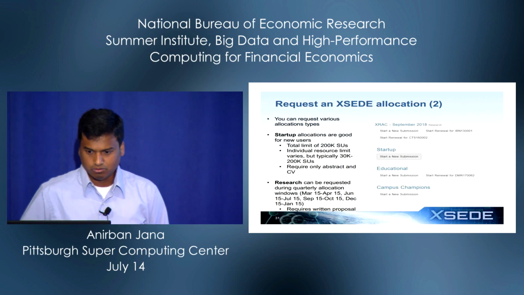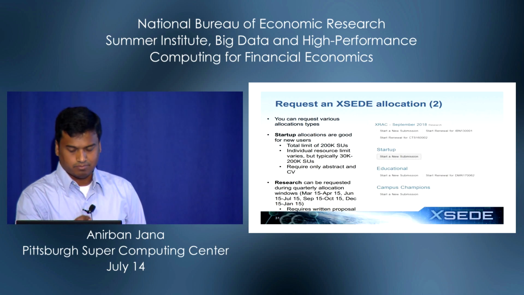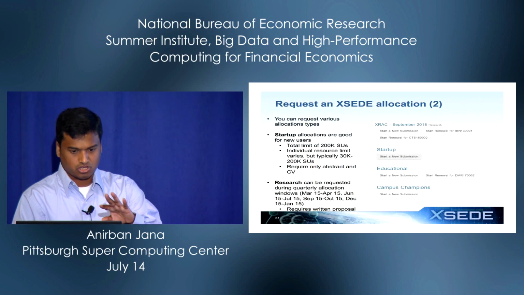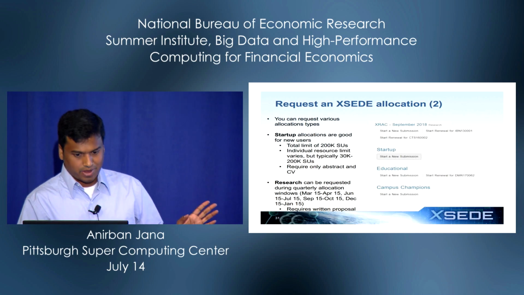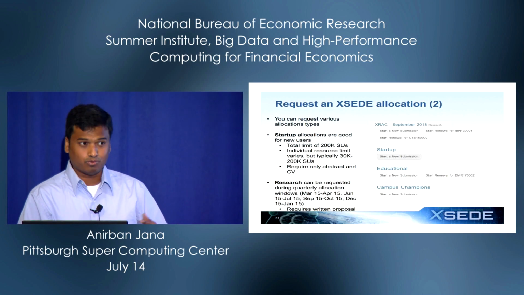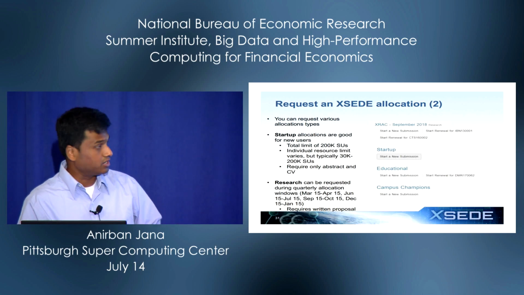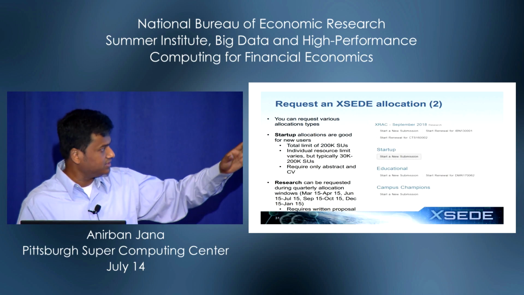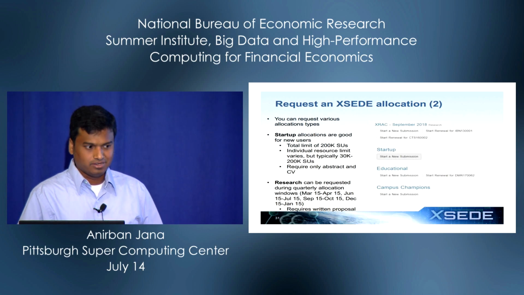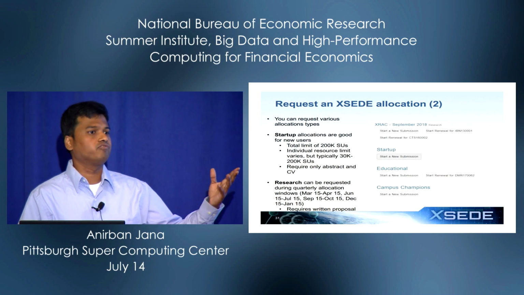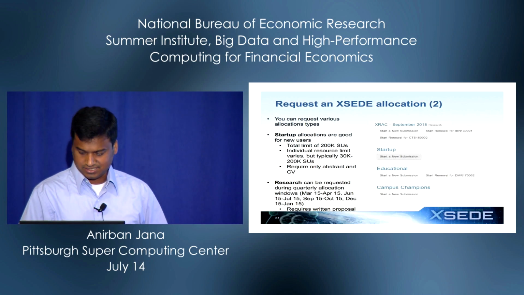Okay, so again, you can just go to startup allocations. We have already talked a little bit about who can request, and I mentioned how much you can get, quite a significant amount, through a startup allocation, up to 200,000 service units. A service unit used to be a core hour. Think of core hours as service units.